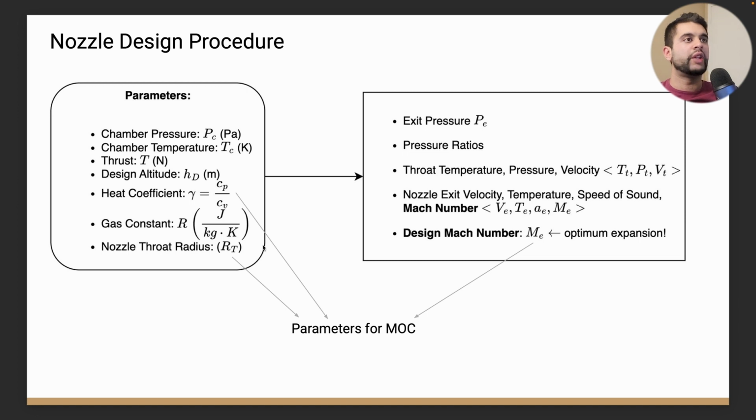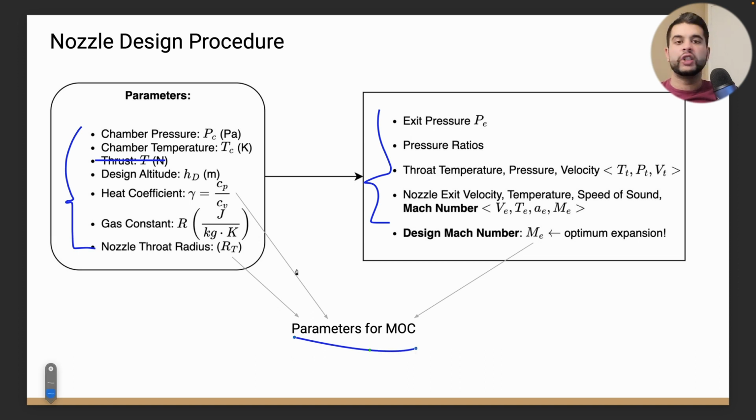Okay, so moving on from that, we can then move on to the nozzle design procedure. From these parameters of your chamber, you can get the exit Mach number. You actually don't need thrust. I took it out for the app because you don't need it per se. You just need chamber pressure, temperature, altitude, heat coefficient, gas constant, and your nozzle radius. From that, you can get all these values here, get the Mach number, and then go on from there.